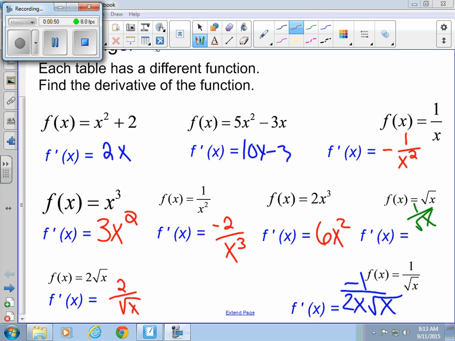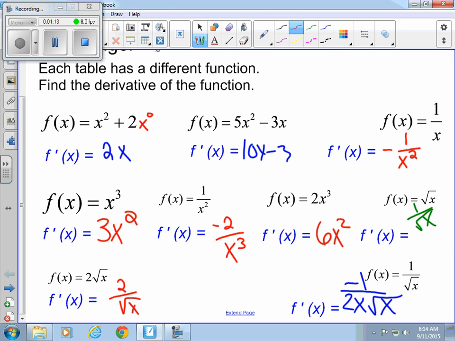Okay, let's just play it out. If it did have an x beside it, what would the exponent be? 1. Then the new exponent is 0, because what's anything to the 0 power? 1. What's 0 times 2? It works. Sure, we can think about it.